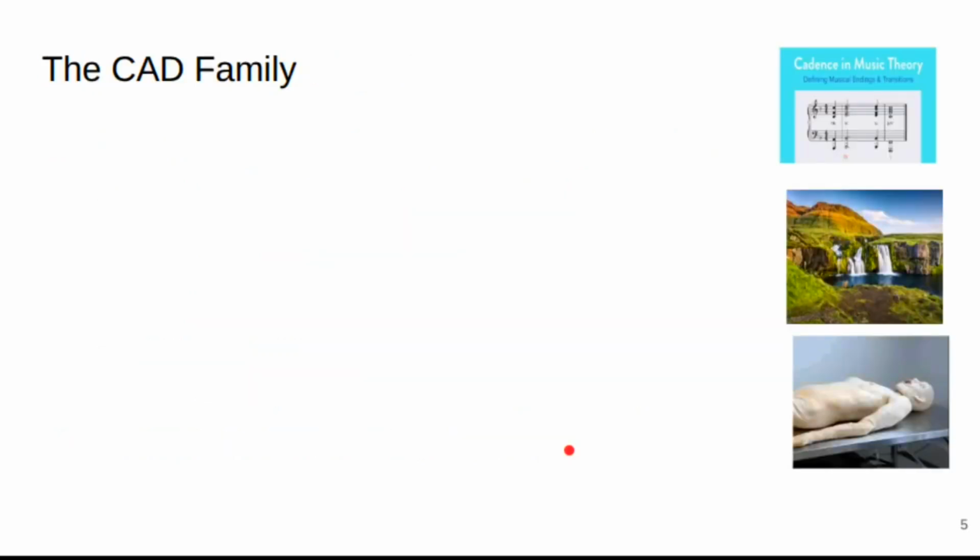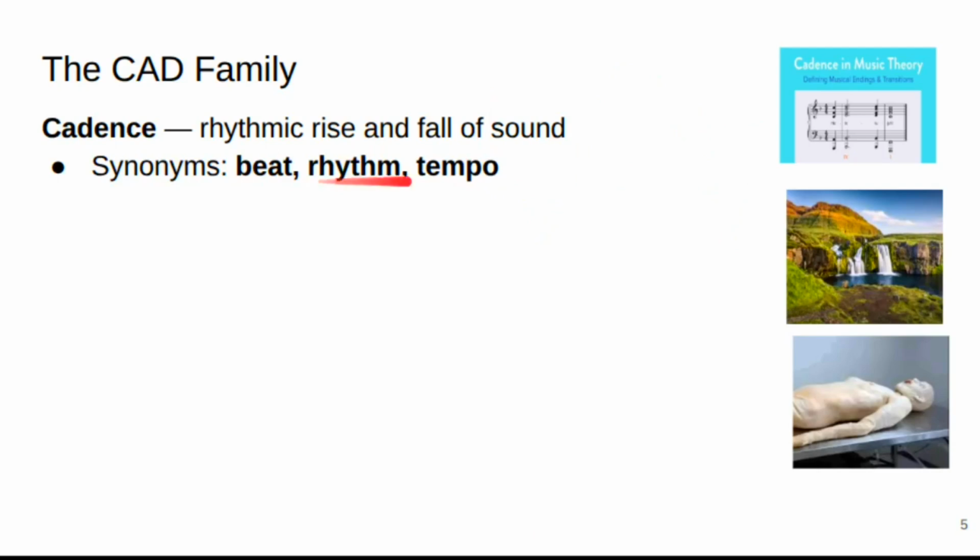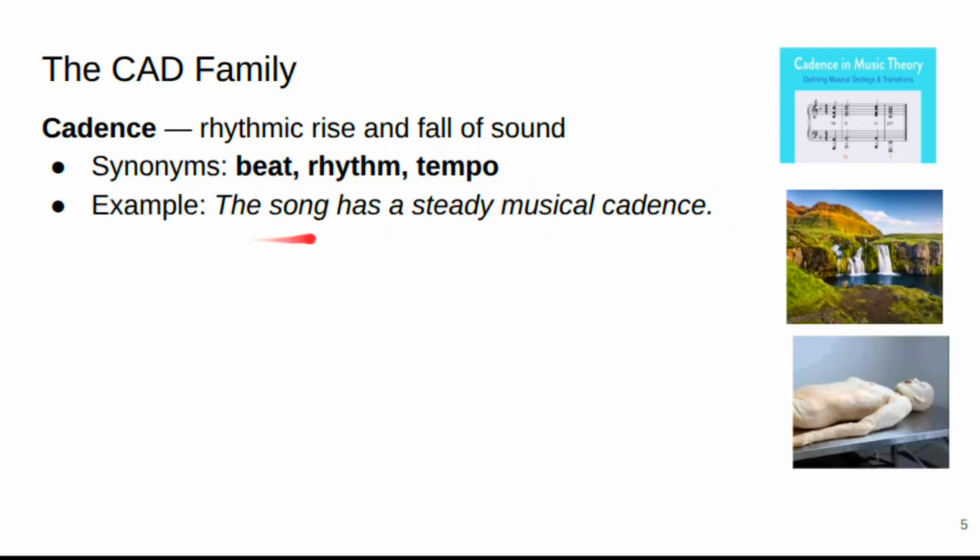1. The cad family, the basic form. Words in this group keep the original cad spelling and relate to falling, flowing, or rhythmical movement. Cadence, formed from the base cad, referring to the rhythmic rise and fall of sound, similar to beat, rhythm, or tempo. Example, the song has a steady musical cadence.